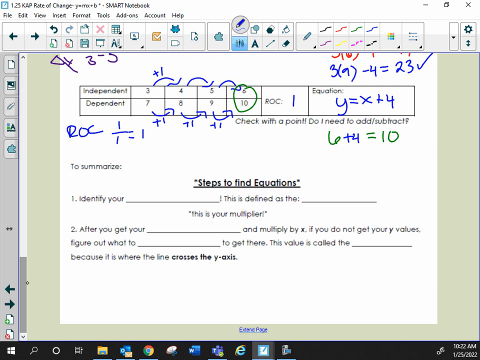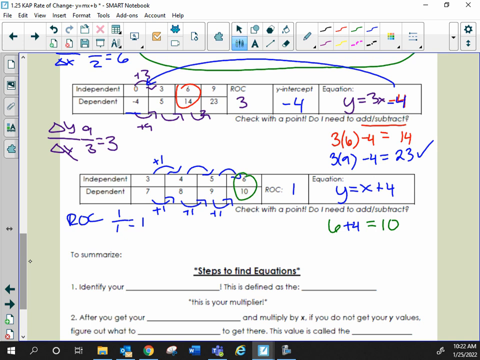Again, my y-intercept is whenever I have x to be 0. I can show you how to find that if it's not there. You just notice that every single time it's going up by 1 on the x, it's also going up by 1 on the y.